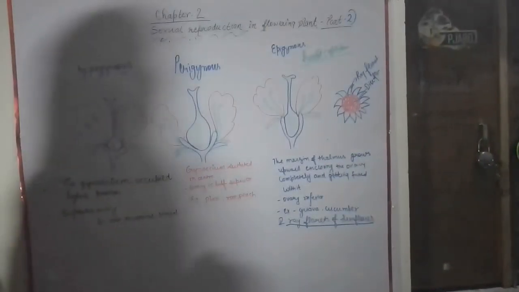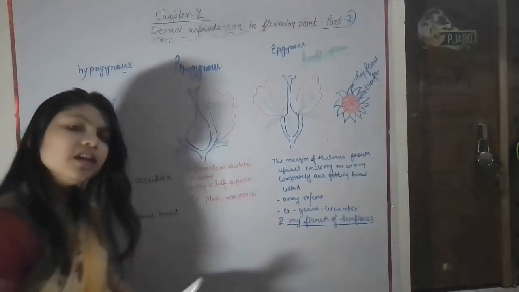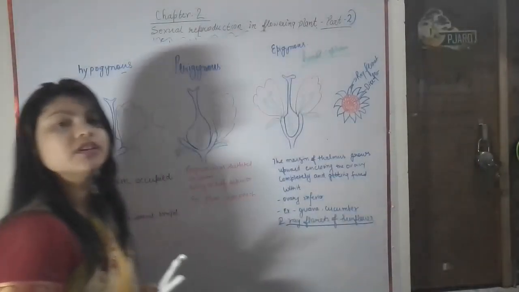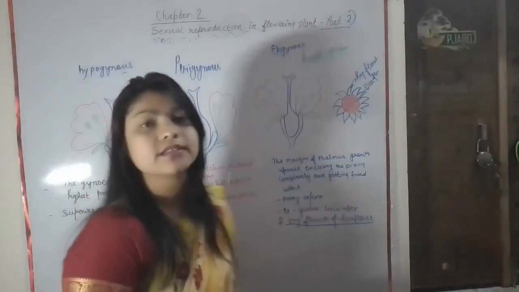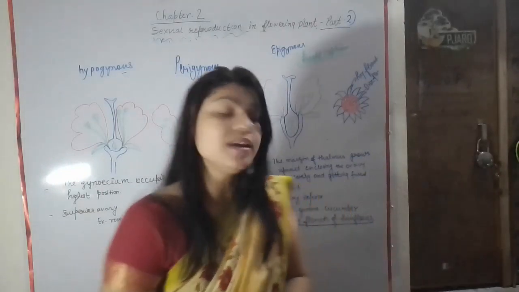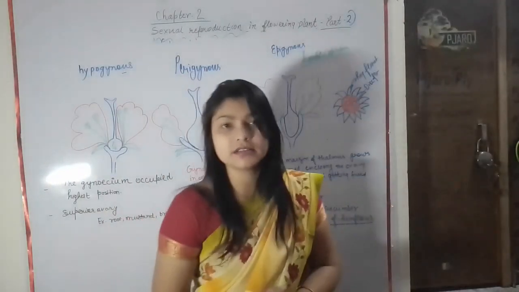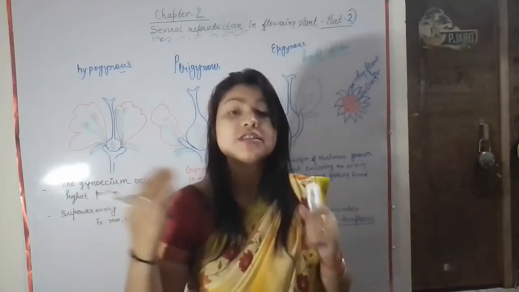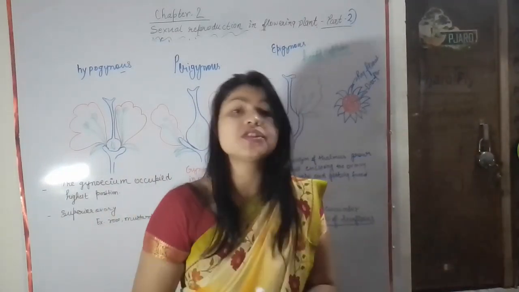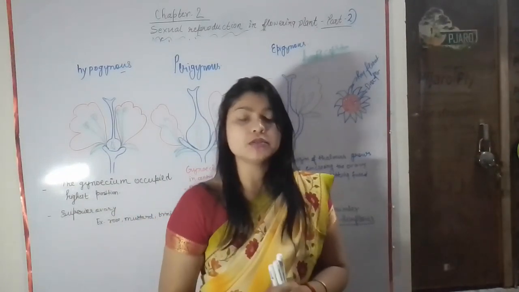So that is all about the condition or position of the ovary according to the terms hypogynous, perigynous and epigynous. So the examples are very important. Next we will take the parts of the flower and the terms used there. We will take all those terms in that particular video, right?